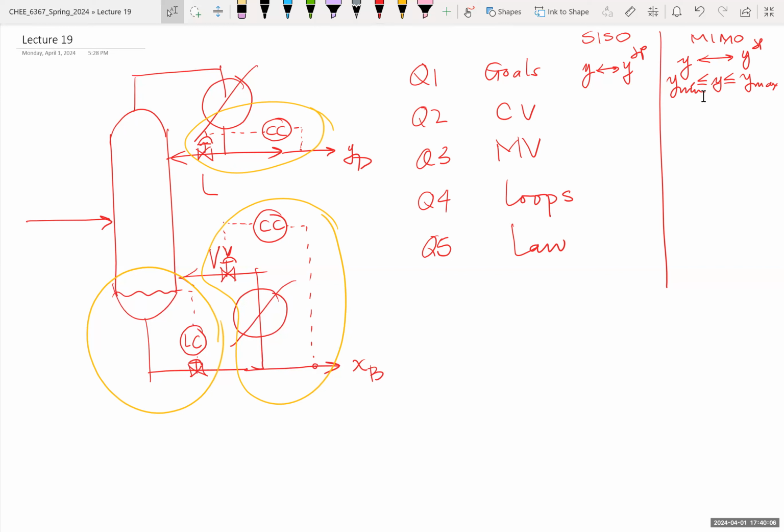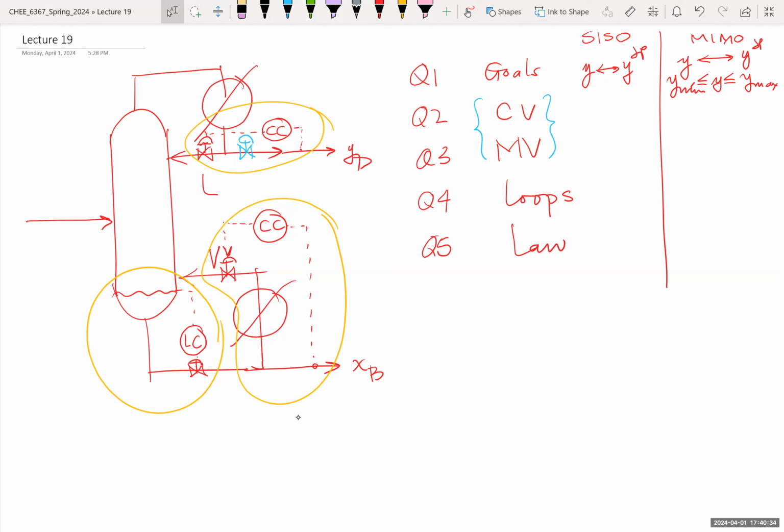But if you have a column, do you measure this purity here and manipulate this, or do you manipulate that, for example? Okay, that's one way to do it. And down here, same story. How do you manipulate? What do you manipulate? What do you measure? So these two are very important.